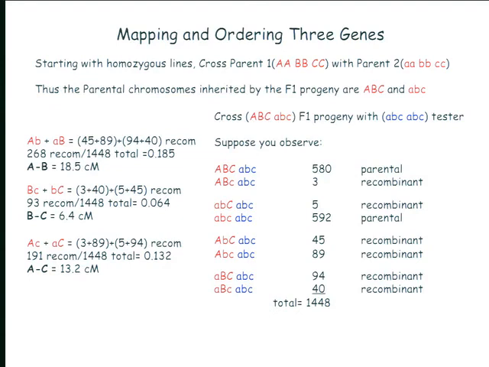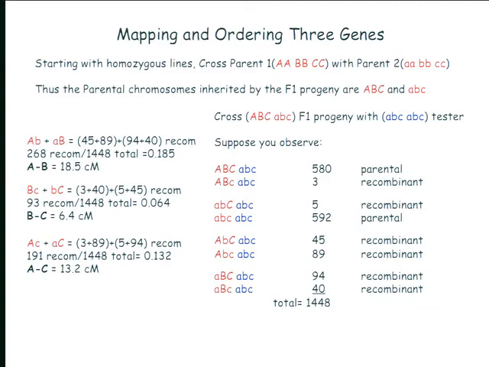So let's look first at A and B. Then we'll look at B and C, and then A and C, and figure out what the linkage is between locus A and locus B. So between locus A and locus B, the recombinants, not the parentals, remember we're excluding the parentals now, that have big A and little b here, 45, but also big A and little b here, 89. What about little a and big B?